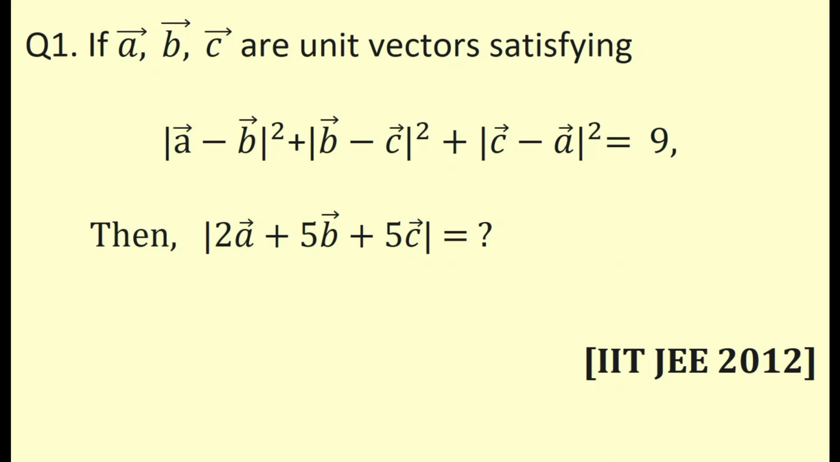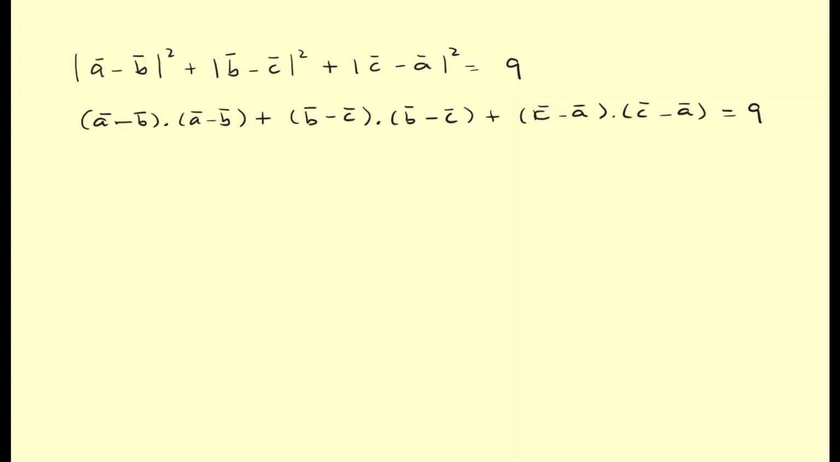Now we will start by using the property of modulus of vectors and write the given expression as (a minus b) dot (a minus b) plus (b minus c) dot (b minus c) plus (c minus a) dot (c minus a) equal to 9, since we know that mod of vector p whole squared can be written as p dot p.